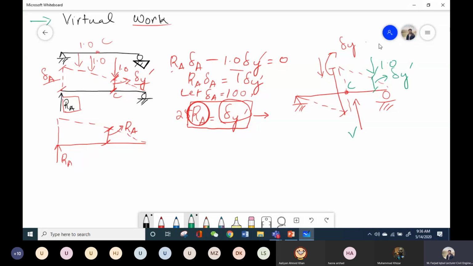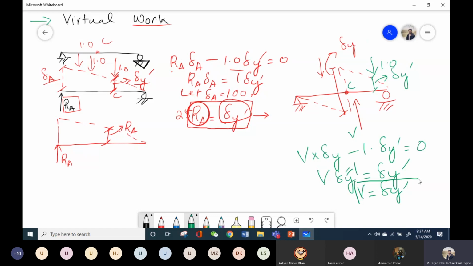I will multiply the work done, the product of force into displacement, minus the work done due to this unit load, which will be 1 into delta Y dash, is equal to 0. So V delta Y is equal to delta Y dash. So again, if I take it as 1, my shear force will be equal to deflection. So again, it's the same principle as this one.